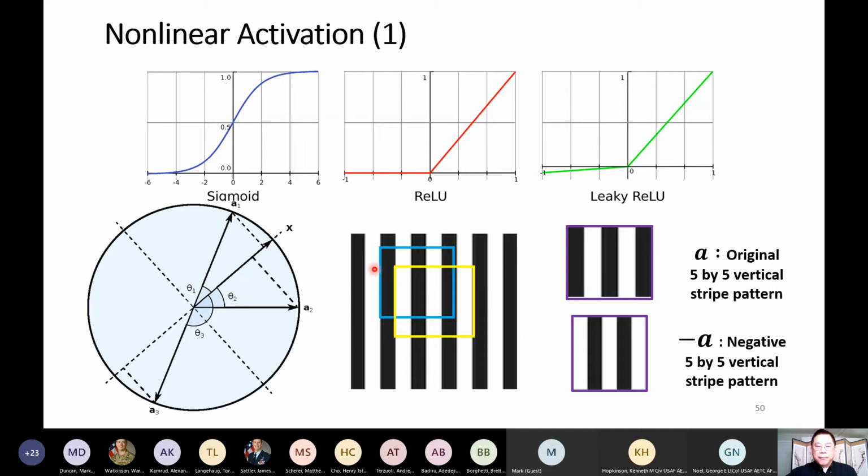So this is a 5 by 5. It's a stripe, so each one is 1 pixel. Suppose my bases look like that, 3 black, 2 white. So this correlation response will be 1, right? This one, the yellow one, is out of phase, so its correlation with this one is -1. If out of phase is -1, ReLU will clip this guy and make the response 0.